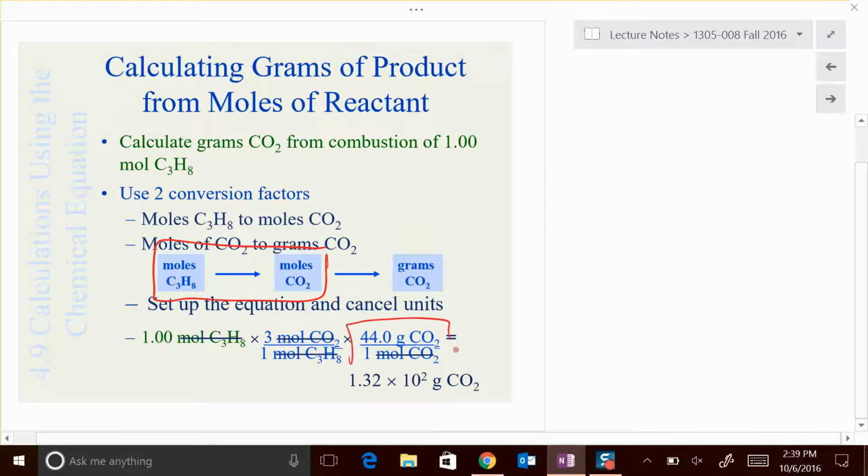Okay, so this conversion factor: if I'm going to convert from the moles of carbon dioxide to the grams of carbon dioxide, I have to find this relationship. For every 1 mole of carbon dioxide, how many grams are there? Where do I find this amount? Where did it come from? Good, the periodic table.